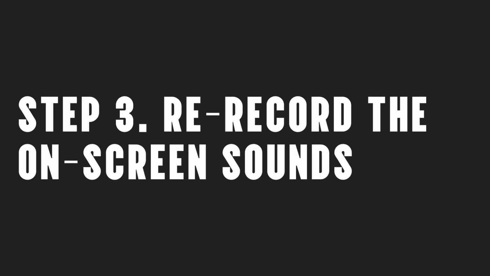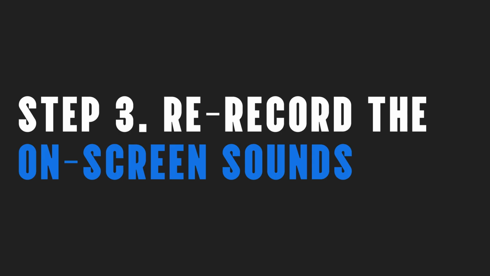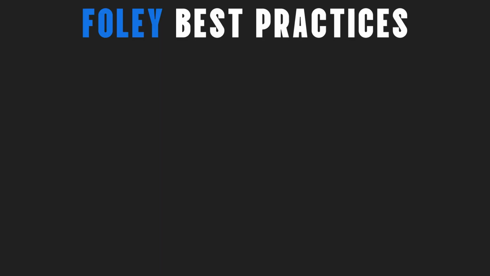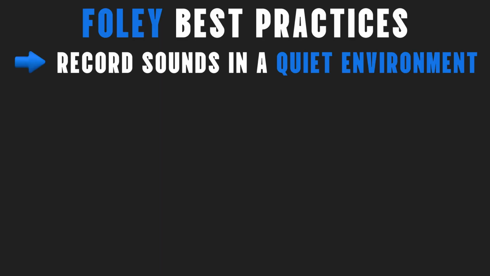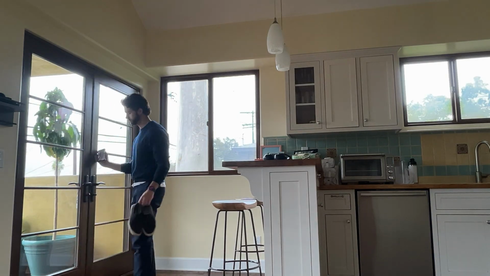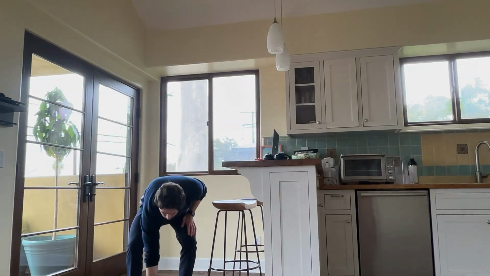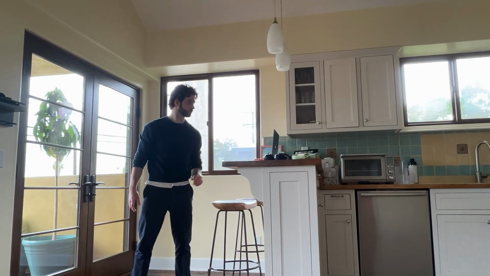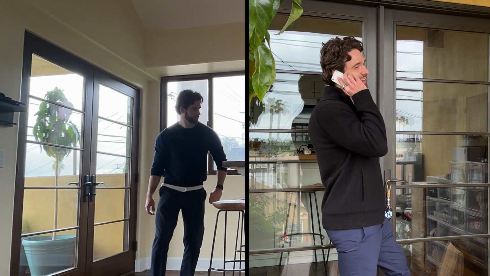Step 3 is we're gonna re-record all of the on-screen sounds in a process also known as foley. We're gonna re-record all of those sounds using our iPhone. And ideally, we're gonna do so in a quiet environment. So in my case, my scene takes place outside. I'm going to, however, try to re-record those sounds inside the house because it's gonna be a lot stronger audio quality.